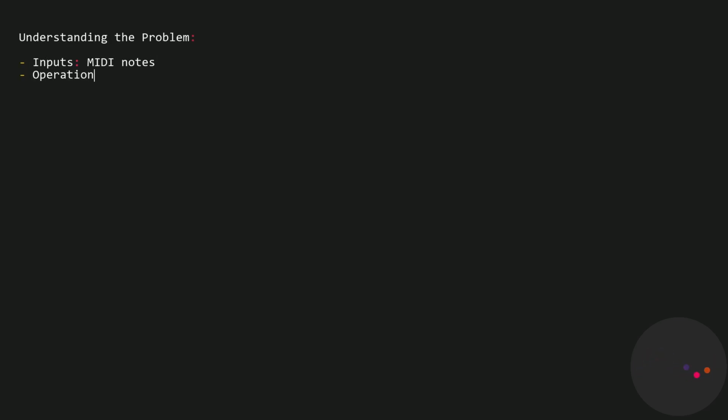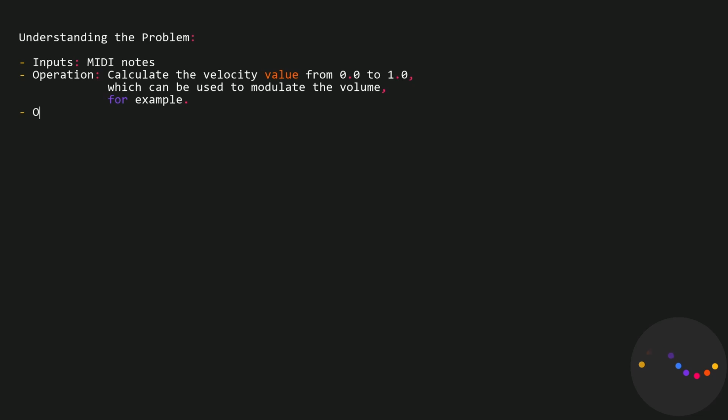Understanding the problem. Inputs: MIDI notes. Operation: calculate the velocity value ranging from 0.0 to 1.0, which can be used to modulate the volume. Output: a 32-bit float value representing the velocity.